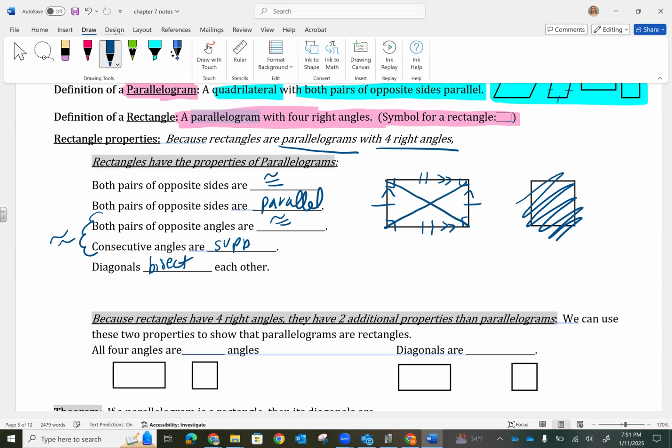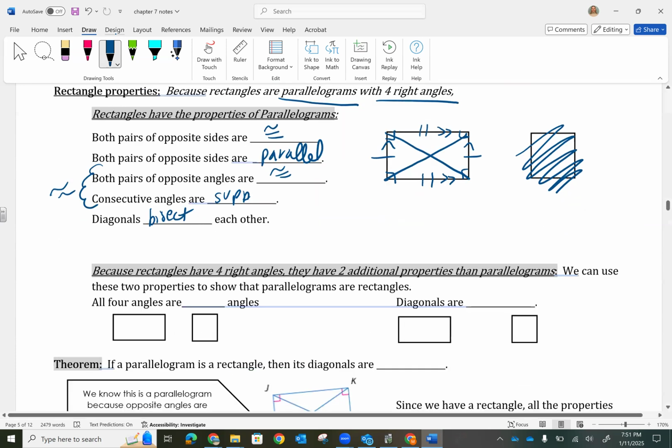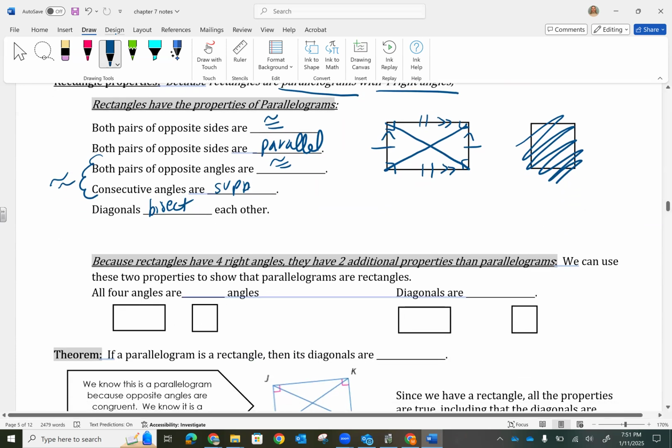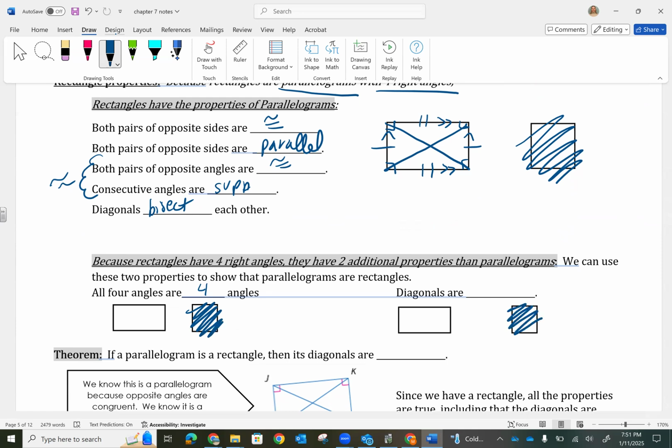but notice in a rectangle, there are two additional features. One of them is that all the angles are right angles, okay? All four angles are going to be right angles.